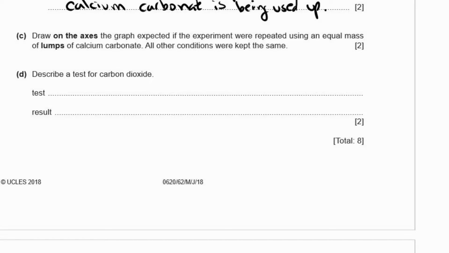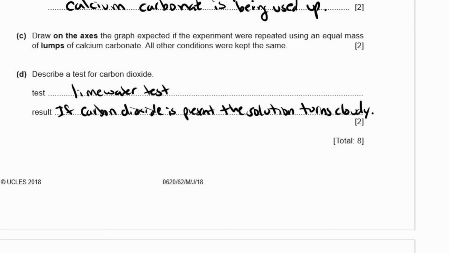D. Describe a test for carbon dioxide, and the test for carbon dioxide is the lime water test. Obviously, the lime water test is not made with limes. If you want to call it the calcium hydroxide solution, you can call it. You can write down calcium hydroxide solution because that's what lime water is. It's calcium hydroxide. All right, and what happens if it's a positive result? If there's carbon dioxide present, then the solution will turn cloudy. So if carbon dioxide is present, the solution turns cloudy.